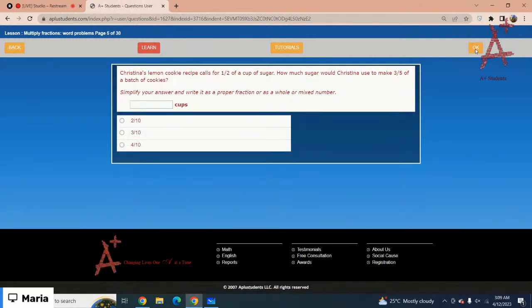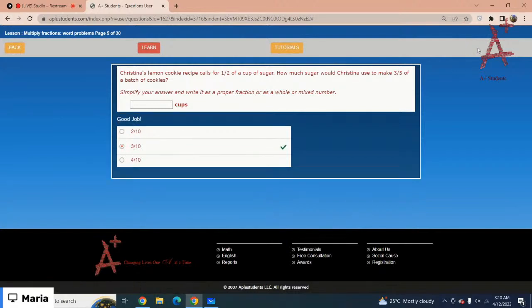Christina's lemon cookie recipe calls for half of a cup of sugar. How much sugar would Christina use to make three-fifths of a batch of cookies? So you need to do 1 by 2 times 3 by 5. Which is the correct option? Yes, very good. That would be 3 over 10. 3 times 1 is 3 and 5 times 2 is 10.